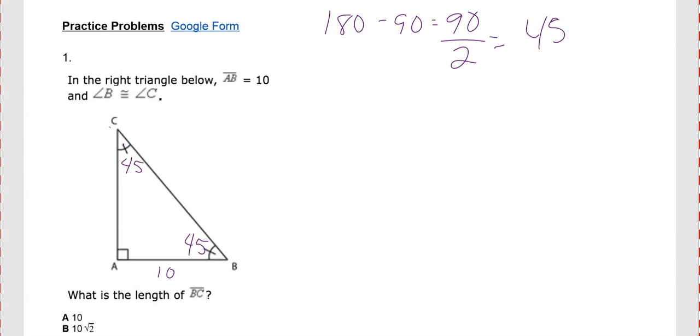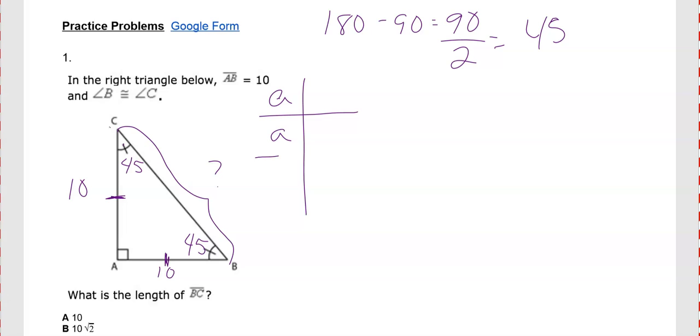Now, if C and B are congruent, then that means AB and AC are also congruent because they are opposite the matching angles. So what that means is AC is also 10. So they want us to find the length of BC. What is this right here? Well, again, we know from our previous example, we have A square root 2. A is the side lengths, and BC is unknown.